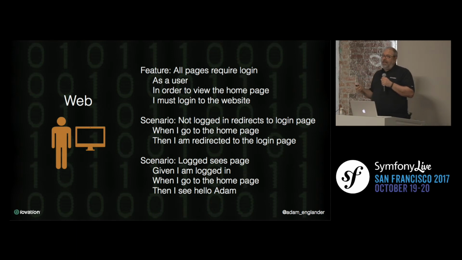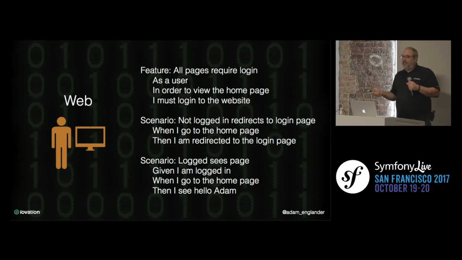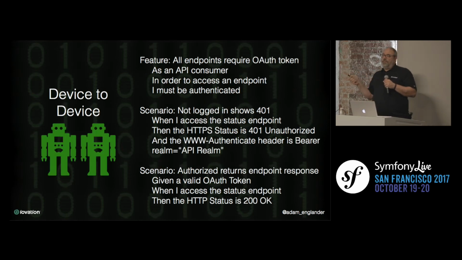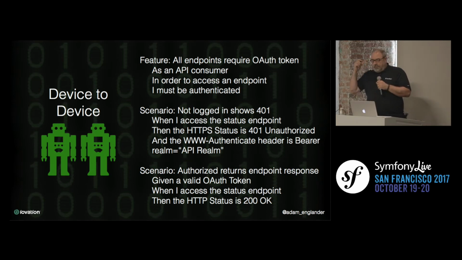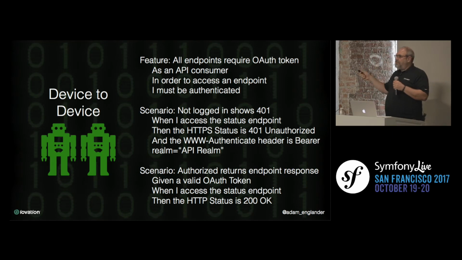When you're doing that through an API, it's basically the same thing, except you're looking at different pieces. So we'll deal with this one. The easiest way for me to show it is OAuth. Don't get hung up on the fact that it's OAuth. It can be basic auth. It doesn't matter. But let's say that my feature is that all endpoints require an OAuth token, which means that you're logged in. So as an API consumer, in order to access an endpoint, I must be authenticated.